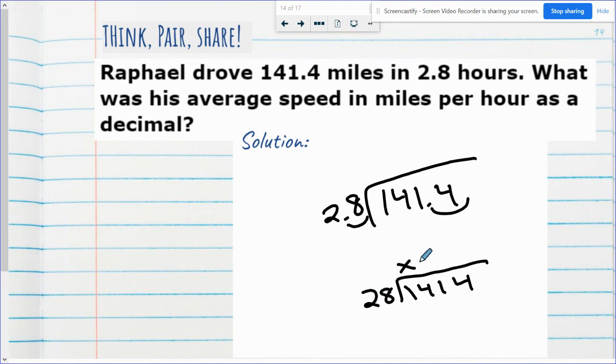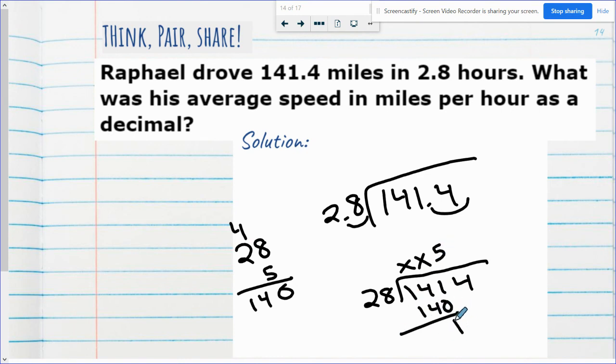28 does not fit into 1. It does not fit into 14. But it does fit into 141. Let's try 5 times. Ooh, I got it. Okay, 28 times 5 is 140. Subtract, you get 1. Bring down our 4. 28 fits into 14 0 times. So we're going to subtract. 28 times 0 is 0.